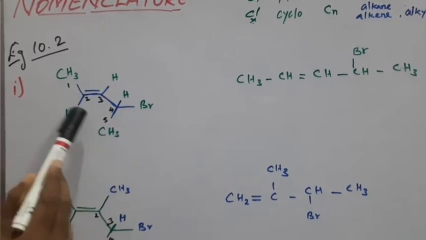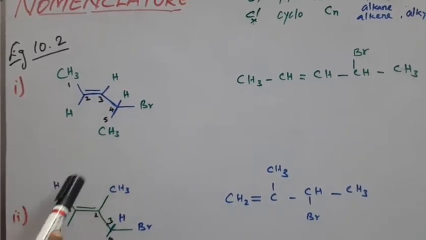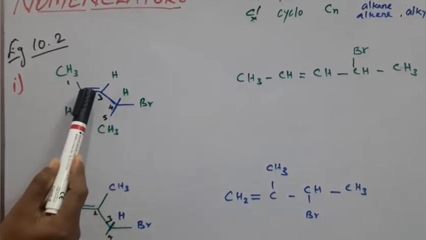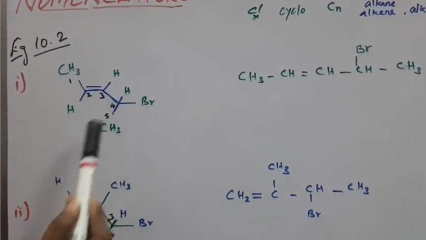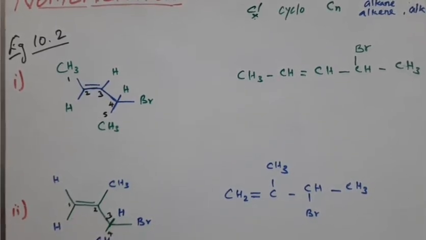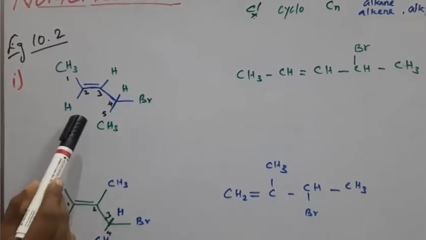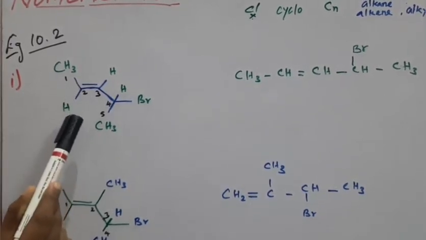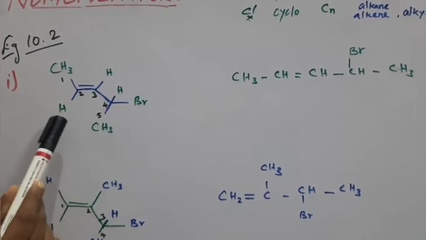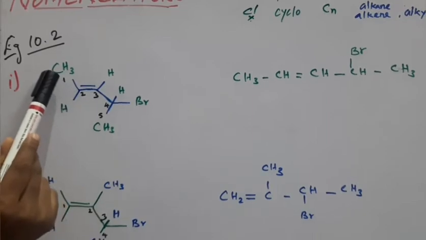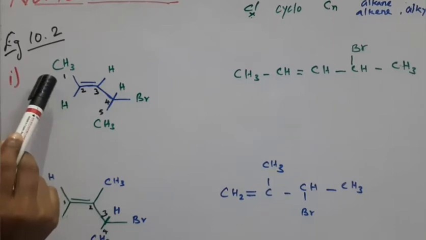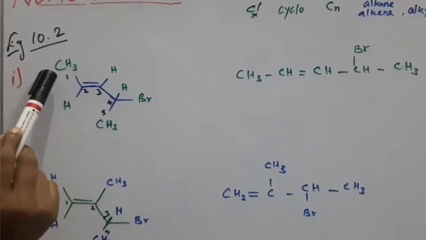So you see this structure contains two functional groups and substituents: a double bond is present and bromine is also present. So how do we name this compound? Whenever a double bond is present, according to the lowest locant rule, the carbon atom with the double bond gets the first priority in numbering.